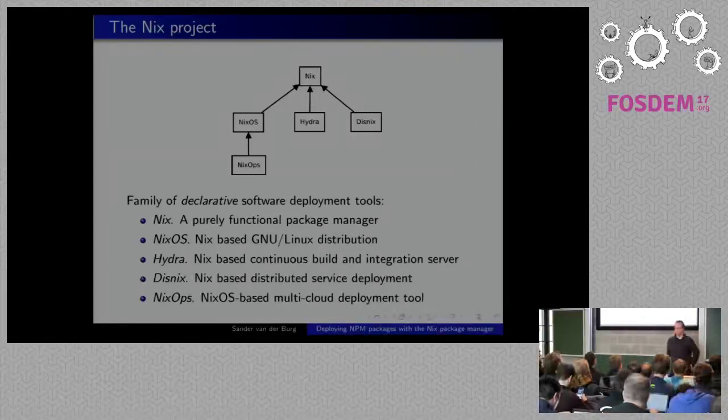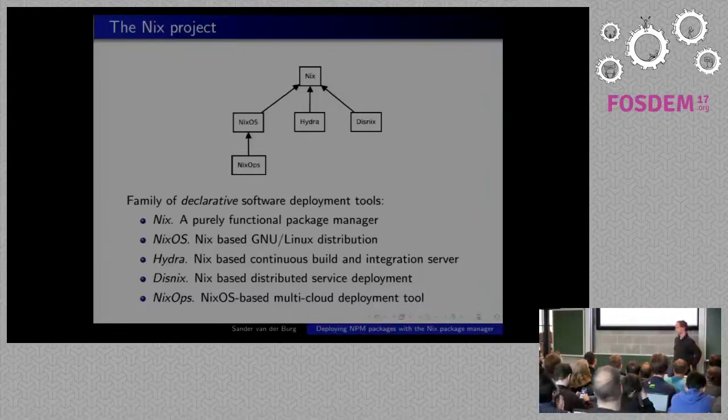We have something called Hydra, that's a continuous integration server built on the same concepts. We have Disnix, that's also a project that I've been doing since 2008. You can use that to model distributed systems consisting of microservices or other web services and deploy them automatically to a network. And there's also NixOps, which you can use to deploy a network of NixOS machines into the cloud, such as Amazon EC2.